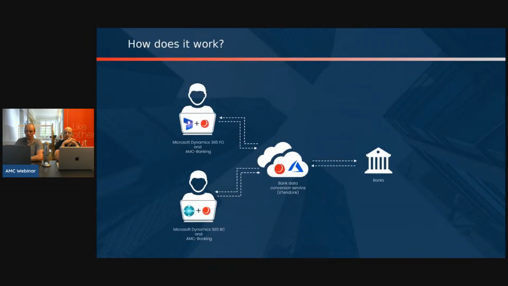So let's see how it works. Like I said before, some of you may know of this thing called ExtendLink. This is an easy setup of the AMC Banking setup. In the middle, we have ExtendLink, which is our bank data conversion service, and this is where we convert all of our bank formats. On the left side, you can see the user that has installed the AMC extension on their ERP system. Usually this is Finance and Operations or Business Central.